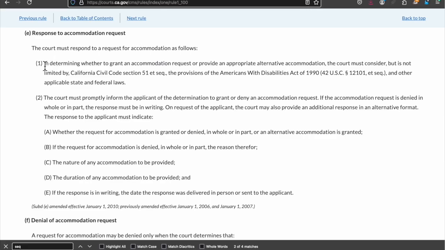In determining whether to grant an accommodation request or provide an appropriate alternative accommodation, the court must consider, but is not limited by, the provisions of the Americans with Disabilities Act of 1990 and other applicable state and federal laws. So in other words, they're giving their rule paramount authority here. And that's discriminatory, denies equal access, and is in direct violation with the ADA.